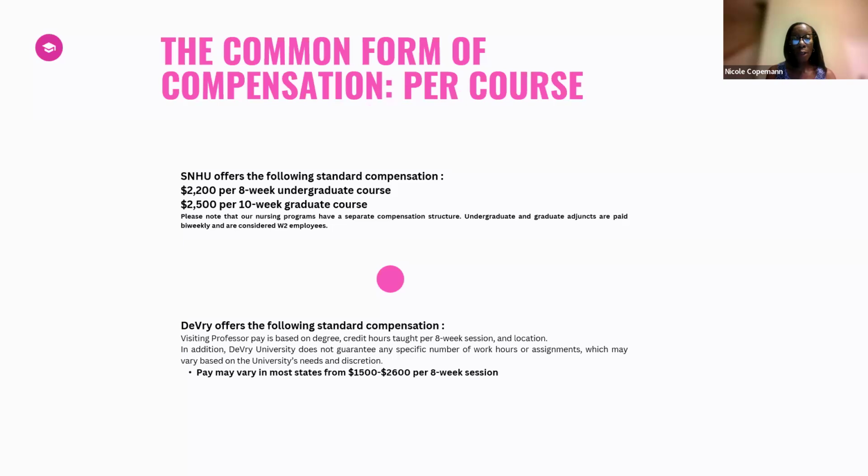Another example is DeVry, which offers the following standard compensation. Visiting professor pay is based on degree, credit hours taught per 8-week session, and location. In addition, DeVry University does not guarantee any specific number of work hours or assignments, which may vary based on the university's needs and discretion. The pay may vary in most states from $1,500 to about $2,600 per 8-week course.